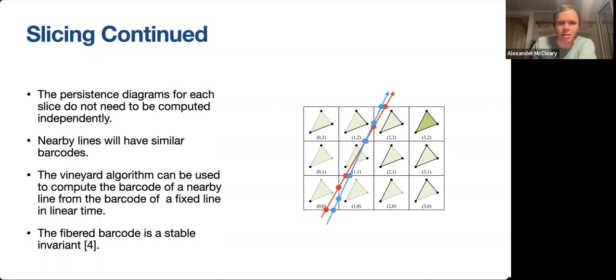And then the last thing is that the fibered barcode, so this collection of all of the lines, is a stable invariant. And remember, the fibered barcode is equivalent to the rank invariant in terms of the data it captures. So this shows that the rank invariant or fibered barcode is not perfect. It's losing information we would like to see, but it is capturing a decent amount of information, and it is a stable invariant, which is what we had in one parameter persistence.